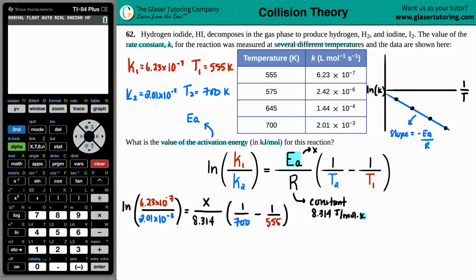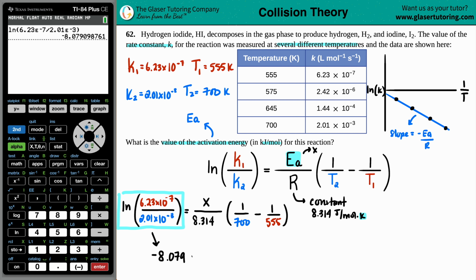So what I'm going to do is take this whole thing and simplify it down to one number. I'll say natural log, ln of 6.23 second comma, that's the EE button, times 10 to the negative 7, divided by 2.01 times 10 to the negative 3rd, close those parentheses. I'm making sure I plugged in everything right. 2.01 looks good to me. Press enter, and you get your first number, negative 8.079.